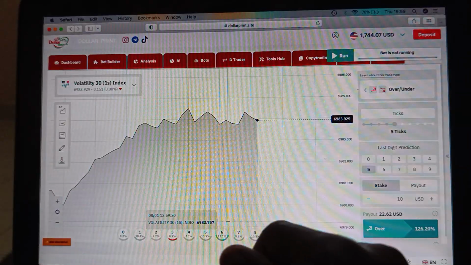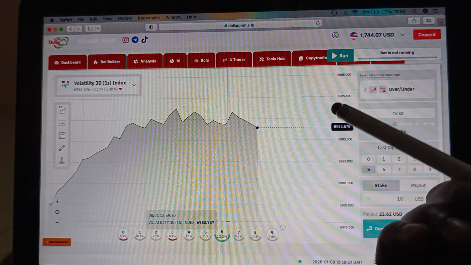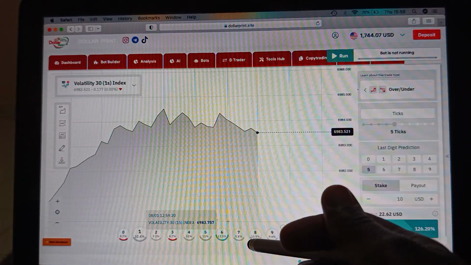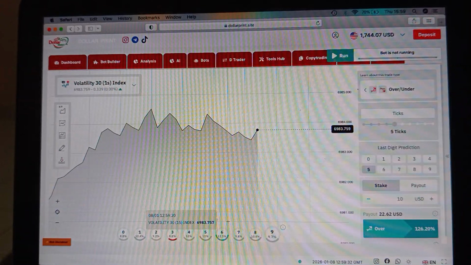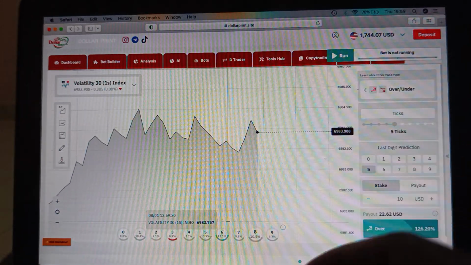At the entry point, we're gonna use digit 8 again here, just like that. So once the cursor touches digit 8, it buys. In case of 2 consecutive losses, stop your bot.